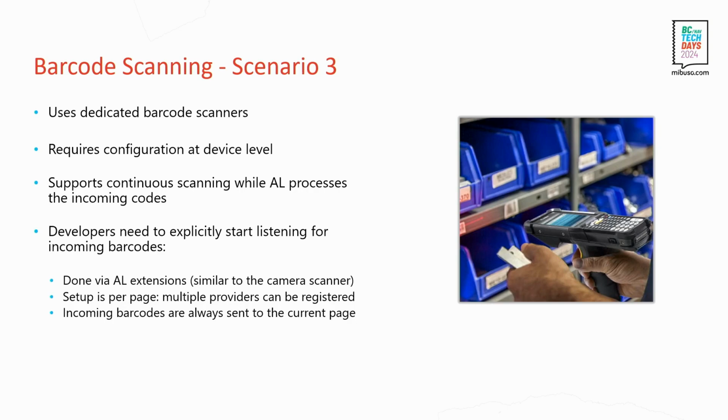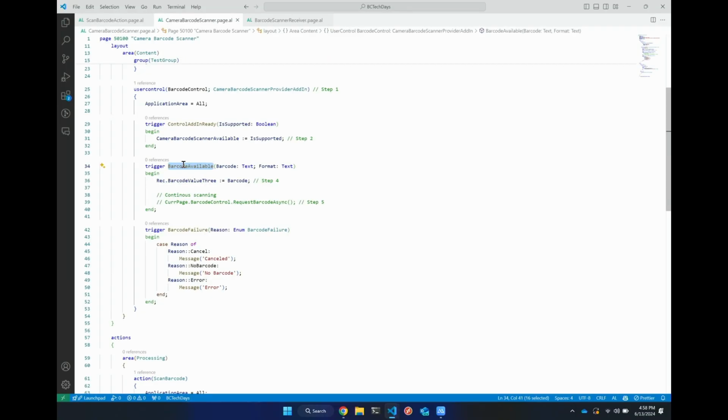So you can already think that this capability is really handy in warehouse scenarios. The developers need to explicitly start listening for incoming barcodes, and the way that is done is via AL extensions, similar to what we've seen in the previous scenario, where we had a page with the user control and so on. The setup is done per page, meaning that multiple providers can be registered. However, there's a small caveat, and that is only the current page or topmost page will receive the incoming barcode. And I have a demo for that as well, actually.